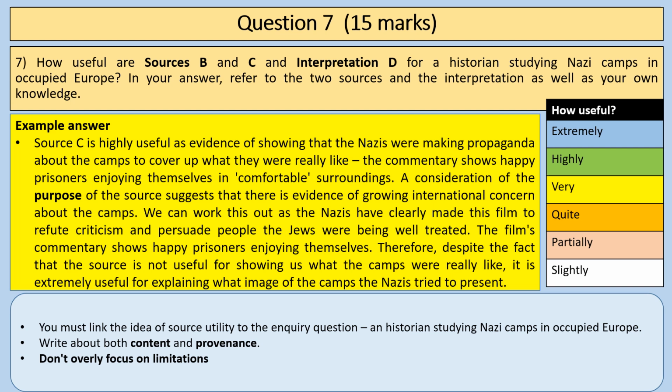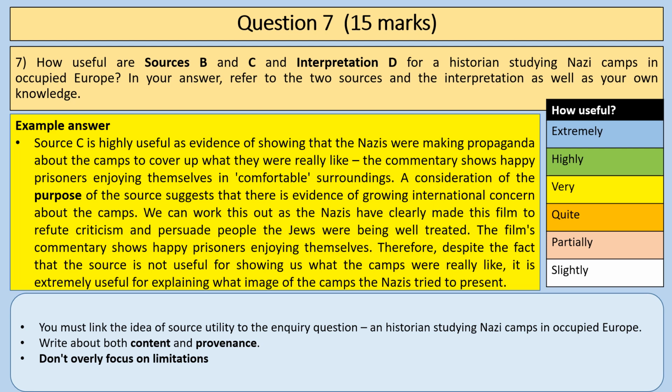So, for this source, some candidates may well have talked about how the source is biased and doesn't link with our own knowledge and therefore is not very useful. But actually, you've got to think about the purpose and audience of the source. It's really useful for a historian studying Nazi camps because this source gives us an insight into how the Nazis tried to present the image of what they wanted the outside world to think the camps actually looked like, and therefore we can make an inference that probably they were facing international criticism about the camps in occupied Europe.